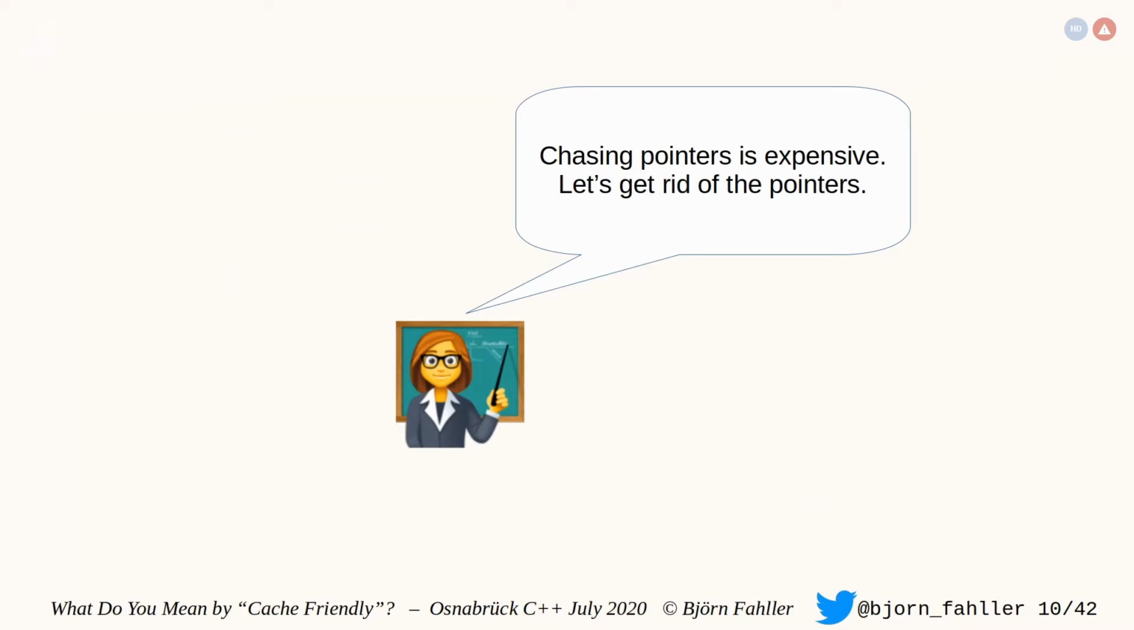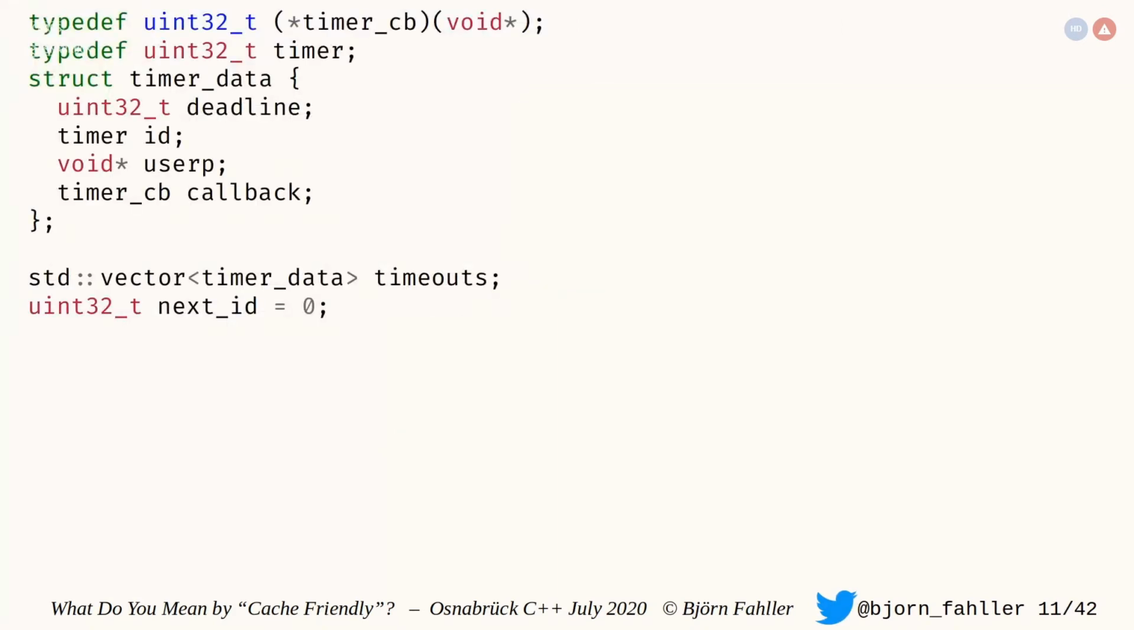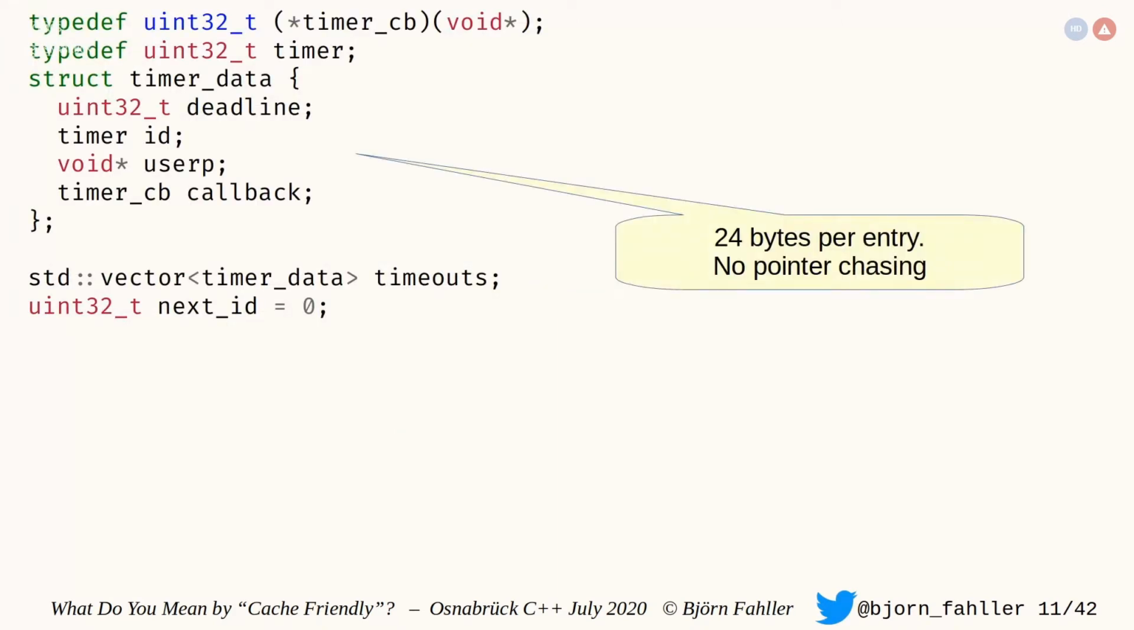All right. So chasing pointers is expensive. So let's get rid of the pointers. I'm going to do something that is patently stupid here now. But why not? So we can change the structure so that we have a smaller timer data struct that is just its 32-bit deadline. It has a timer ID. I will get to that very soon, why we need that. A user pointer and a callback. So now we have 24 bytes per entry instead of 40. And we have no pointers. And we store this in a vector, so it's a linear structure.